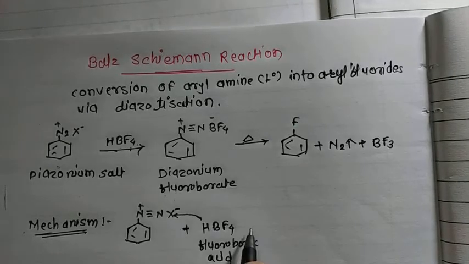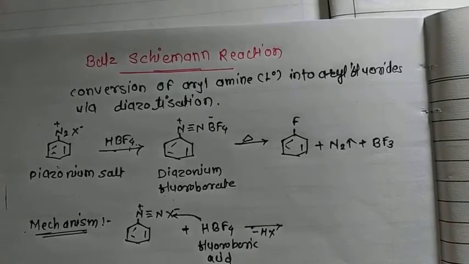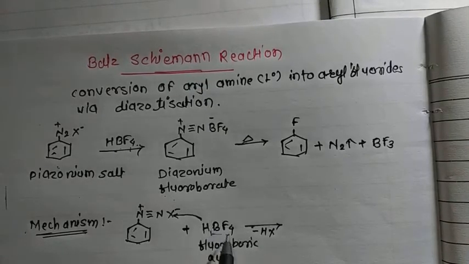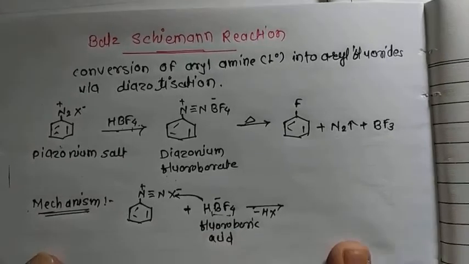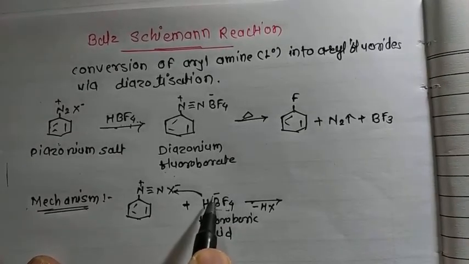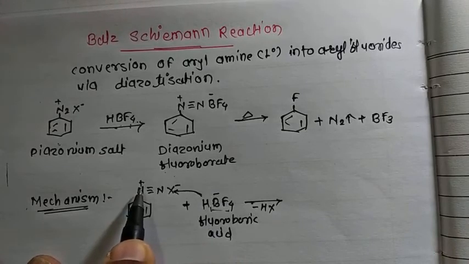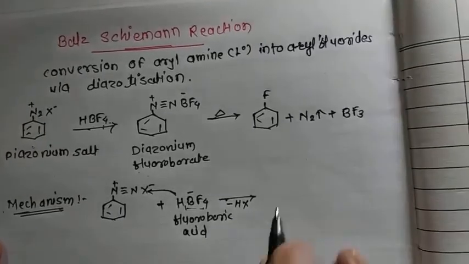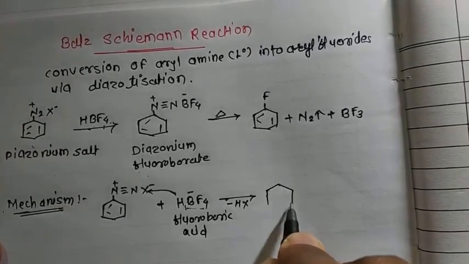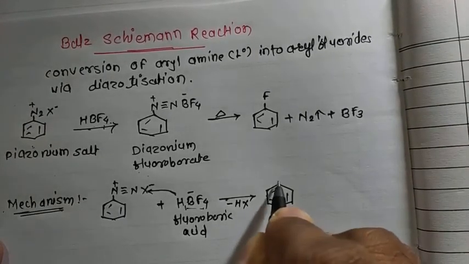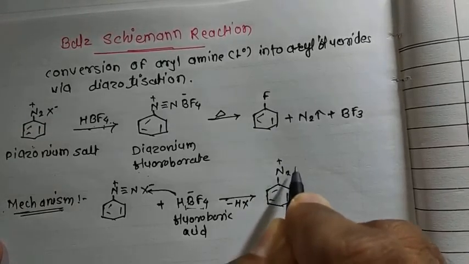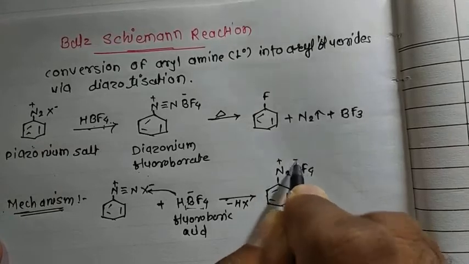Okay, and there is the removal of HX. Okay, now the remaining part is this BF4, which carries a negative charge. So this BF4 is attracted towards this positively charged nitrogen, and we get in the next step diazonium fluoroborate, N positive, nitrogen twice, BF4 minus.